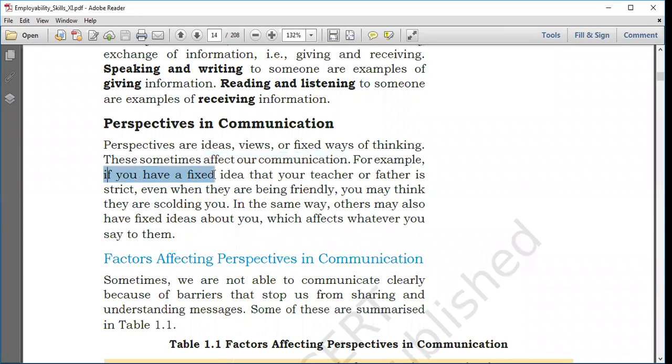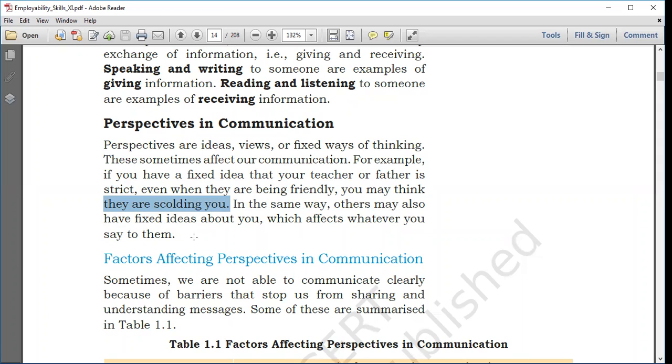For example, if you have a fixed idea that your teacher or father is strict, if you feel that your father or some teacher is very strict, so even when they are being friendly, अगर वो आपसे friendly भी बात करें, you may think that they are scolding you. You may feel that कि भाई वो तो डांटते रहते हैं. So these kinds of things affect your communication process with that person, right? In the same way, others may also have fixed ideas about you, which affects whatever you say to them.